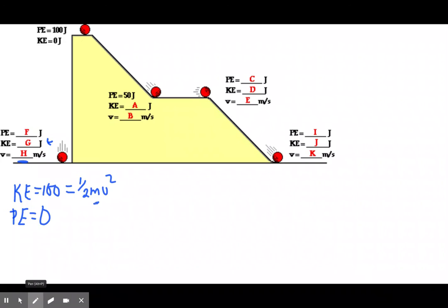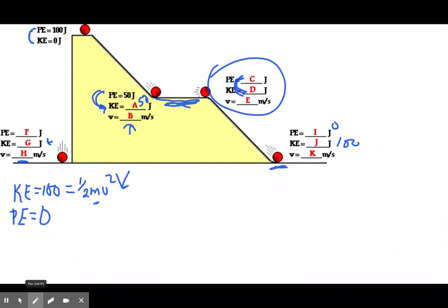So maybe at this point, if the total has to be 100, then here KE would be 50, and again, we would use 1/2 mv squared to find velocity. At this point, the height is the same, so again, C and D will be 50. And then here, we're at the lowest point, so PE will be 0 and KE will be 100.